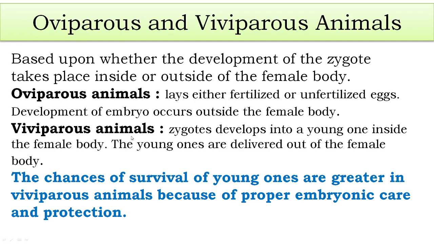Whereas viviparous animals, right, the zygotes develop into a young one inside the female body. Embryogenesis occurs inside the female body.